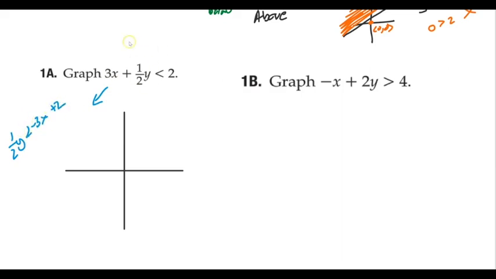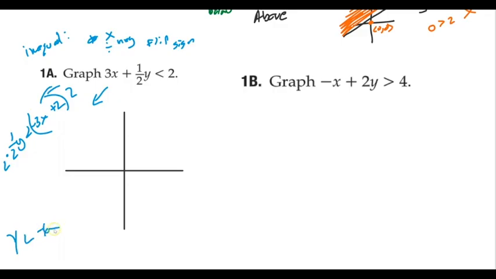Ooh, one thing I forgot. I'm not going to do it here, but don't forget, for inequalities in general, if you multiply or divide by a negative, you have to flip the sign. I got to multiply by 2 to get rid of that 1/2. Multiply everything by 2. And I get y is less than, distribute, negative 6x plus 4. Graph that: plus 4, go down 6 over 1.